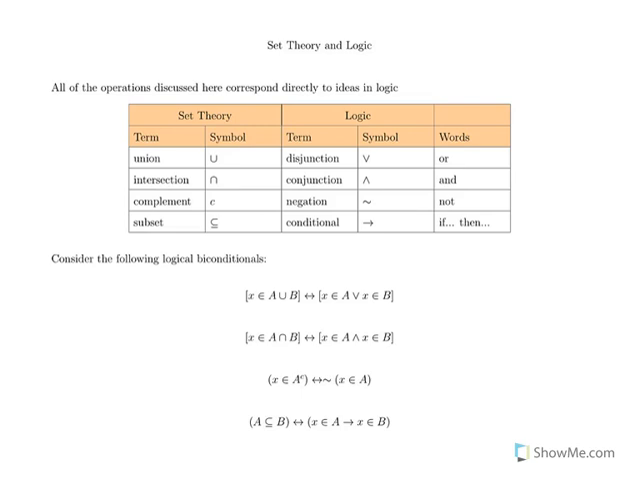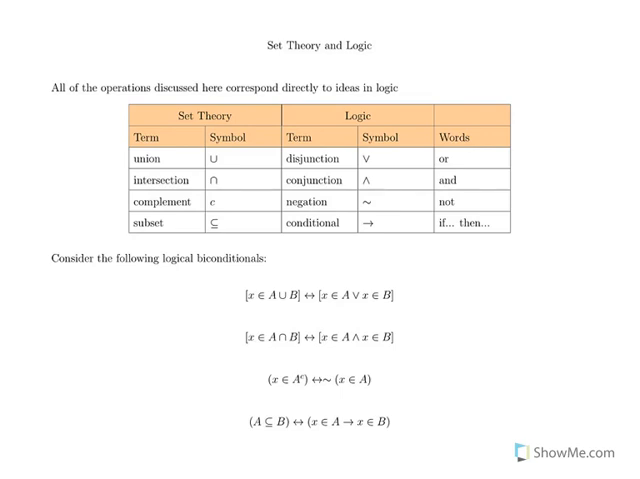All right, and finally, let's talk about the relationship between set theory and logic. Logic is what we talked about in the first unit of this course. We talked about things like disjunction, conjunction, negation, and a conditional. We have these symbols for them. We talked about its relationship between the words or, and, not, and if, then. And what we just introduced with set theory is going to be the exact same thing.